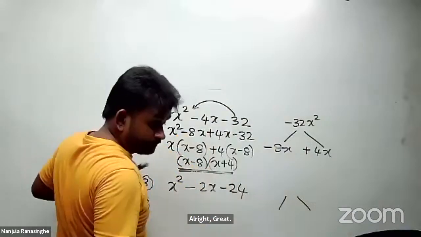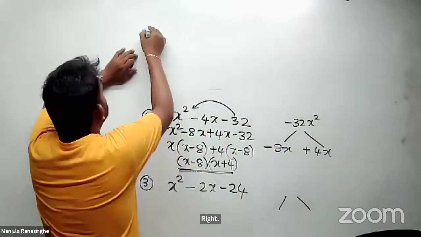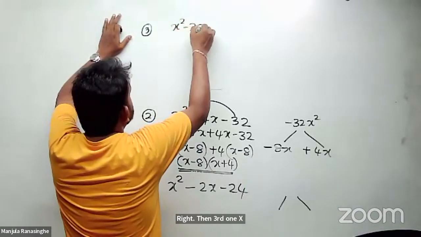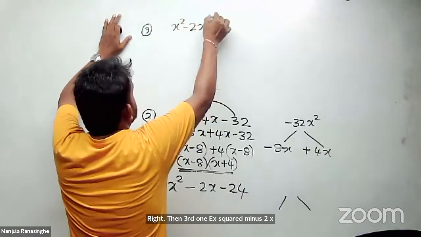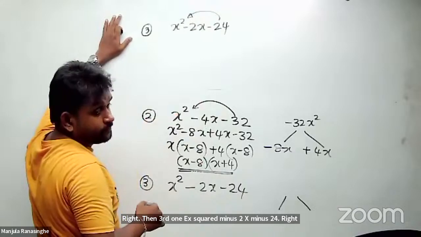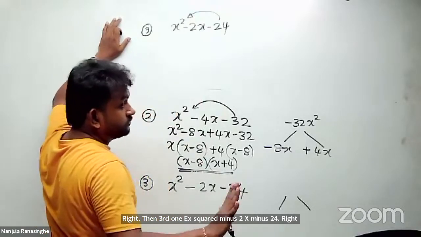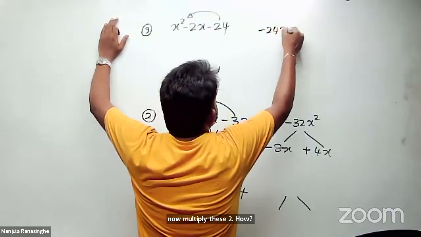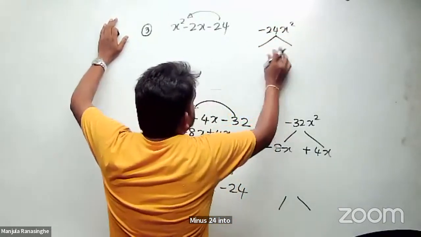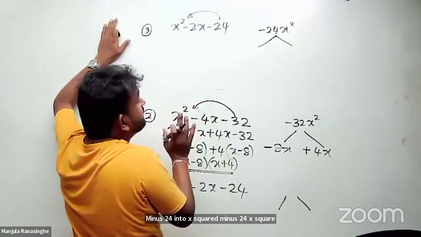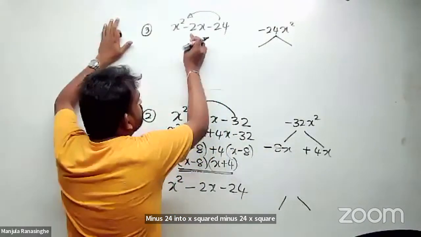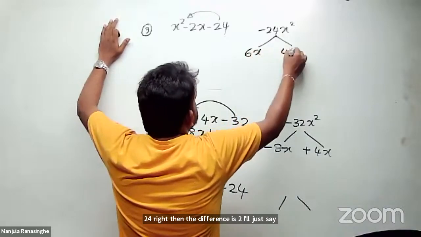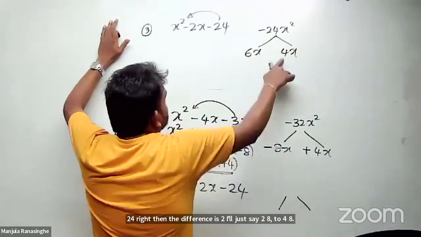Right. Then third one, x squared minus 2x minus 24. Right. Now multiply these two. How? Minus 24 into x squared, minus 24x squared. Product minus 24. Right. Then the difference is 2. How to say, 6x into 4x. That is product 24, difference 2x.